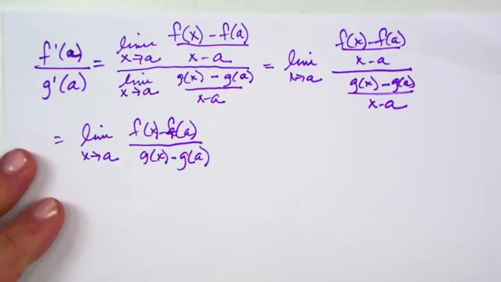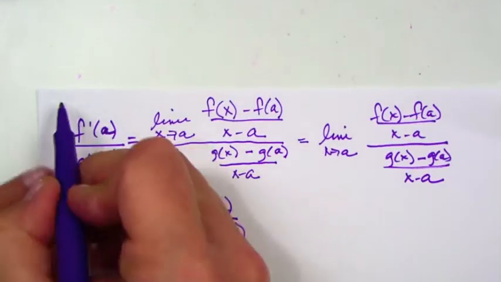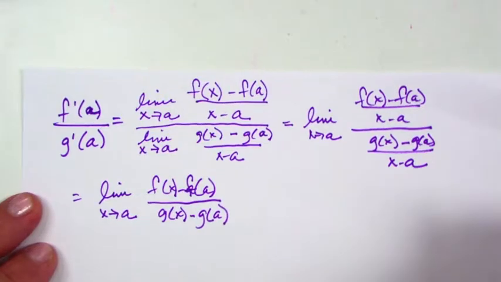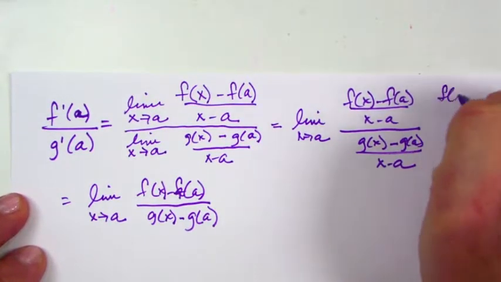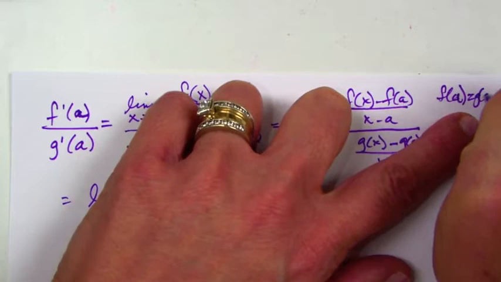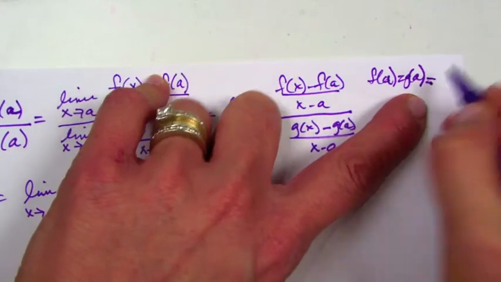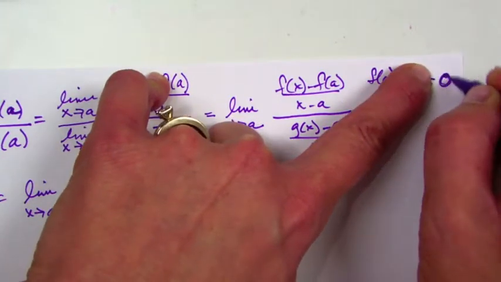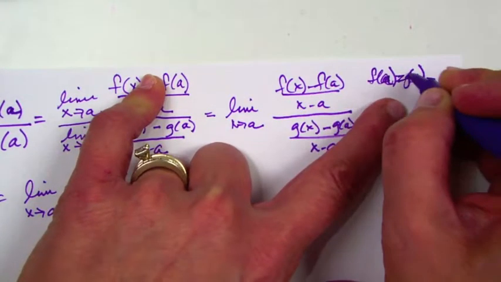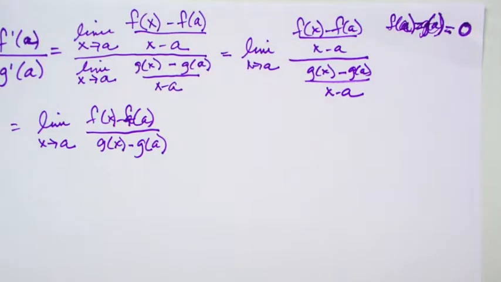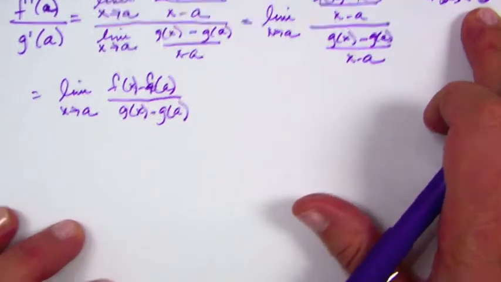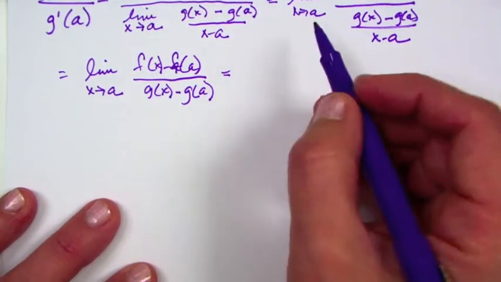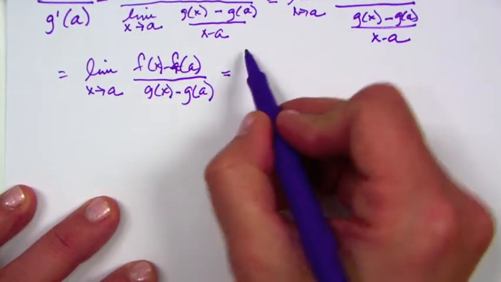I forgot to give you an assumption. Here, let me put it up here. I'm not going to be able to squeeze it in. F of a equals g of a, which is equal to 0. So now what happens to f of a and g of a? They are 0, right?